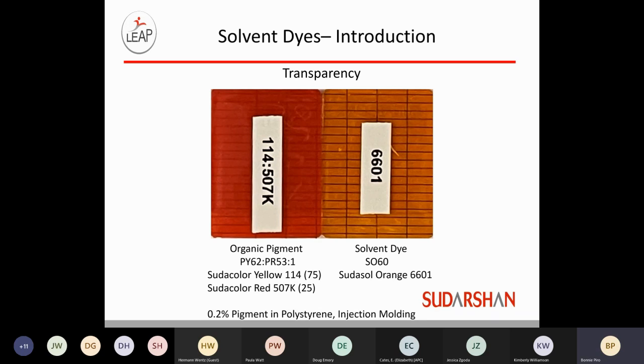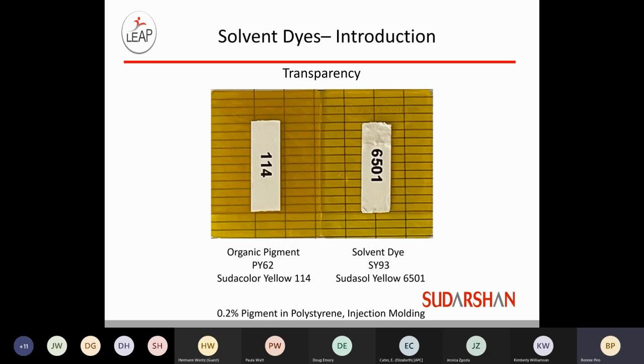And then lastly, moving to the yellow space, here is the comparison of the pigment yellow 62 and the solvent yellow 93. Here we get a little bit less of a distinction between the two, but if you look closely, you can definitely see that with the solvent yellow 93 chip, the lines are very clear and crisp through the chip, whereas the pigment yellow 62 is a little bit more fuzzy and less apparent through the chip.